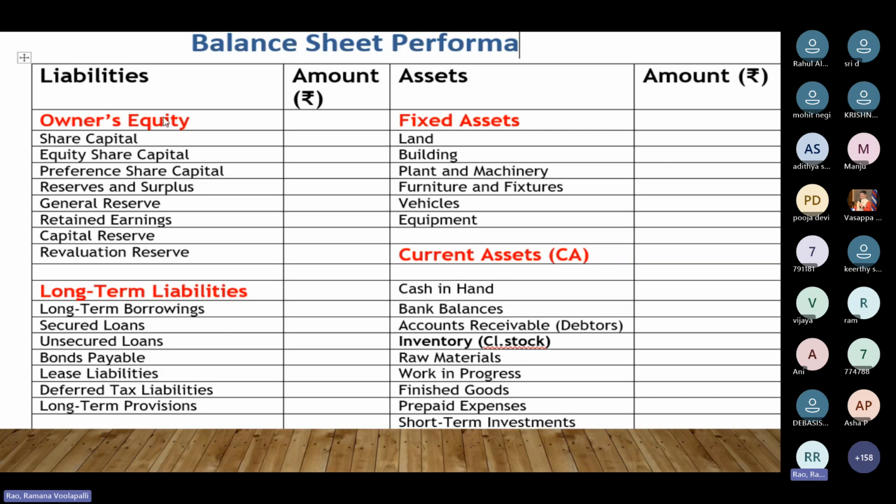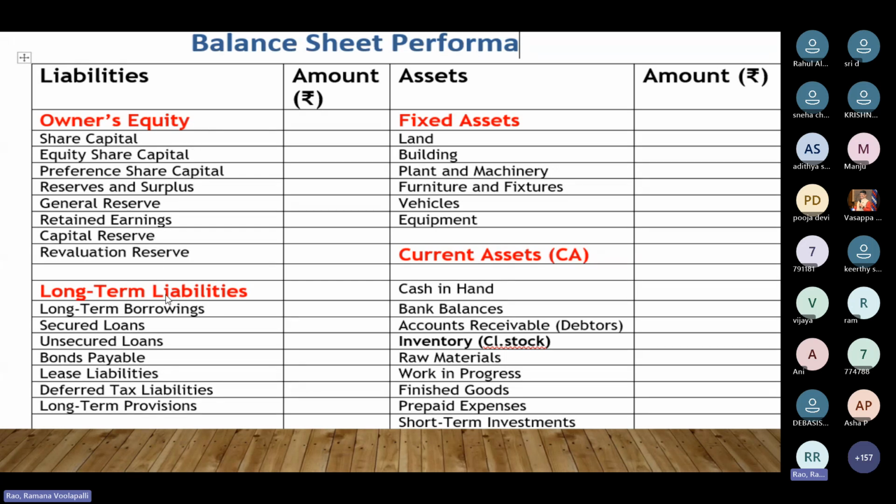This owner equity is also known as shareholder fund. It is also known as net worth. Owner equity is also shareholder fund, also net worth. Okay, so what can we consider in owner equity? Share capital, equity share capital, preference share capital, reserve and surplus, general reserve, retained earning, capital reserve, revaluation reserve. This we are keeping in owner's equity.